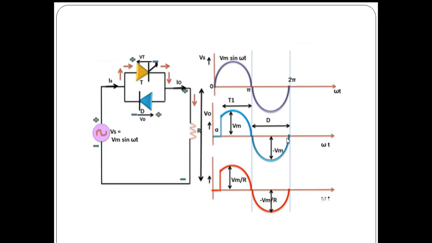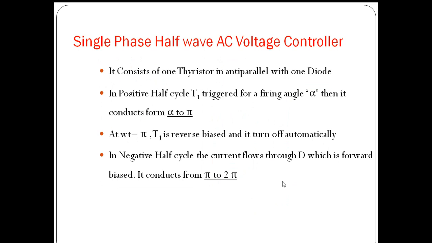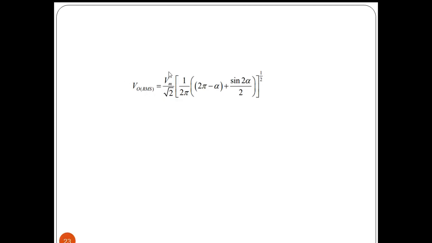By neglecting the on-state conduction voltage drop of the diode, we are getting output voltage from alpha to 2 pi. So V naught RMS equals (1 by 2 pi integration from alpha to 2 pi of Vm square sine square omega t) whole power 1 by 2. We solve that expression, and we will get V naught RMS as Vm by root 2 times (1 by 2 pi of (2 pi minus alpha plus sine 2 alpha by 2)) whole power 1 by 2. This is the output expression of single phase half wave controlled AC voltage controller.